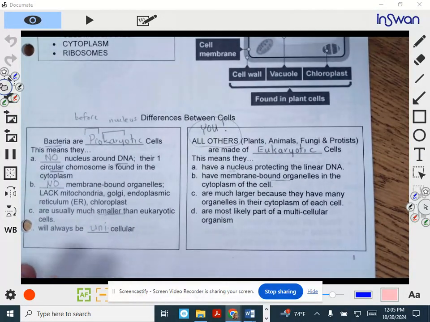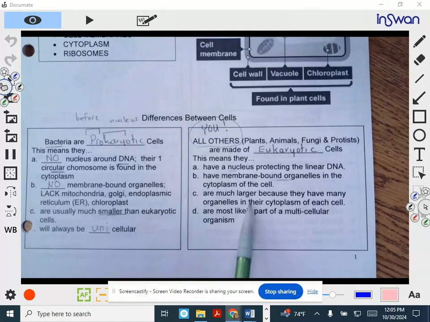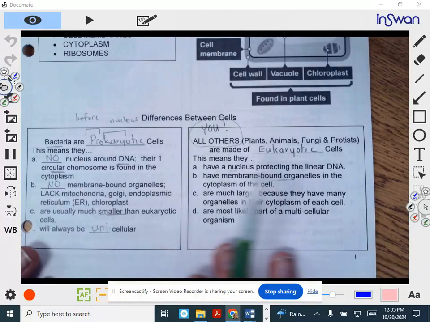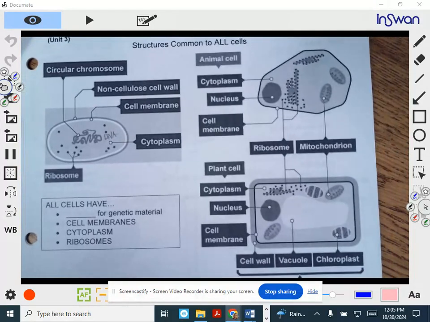So rough ER, Golgi, mitochondria, or chloroplast. They are much bigger cells. There needs to be room for all those cell parts inside, and they usually are part of a multicellular organism. Now, there are some eukaryotic cells that are just single cell, but the majority of eukaryotic cells are going to be a part of a multicellular organism. So let's take a look at some pictures here.